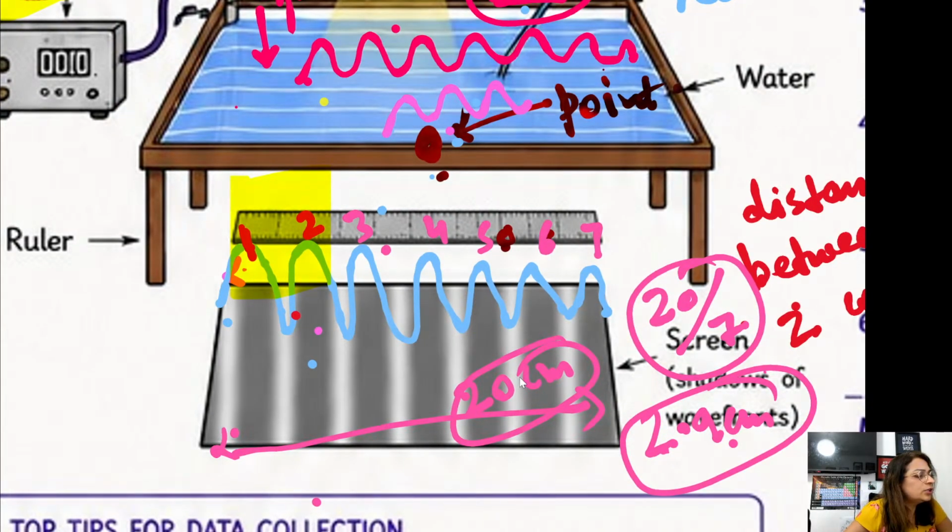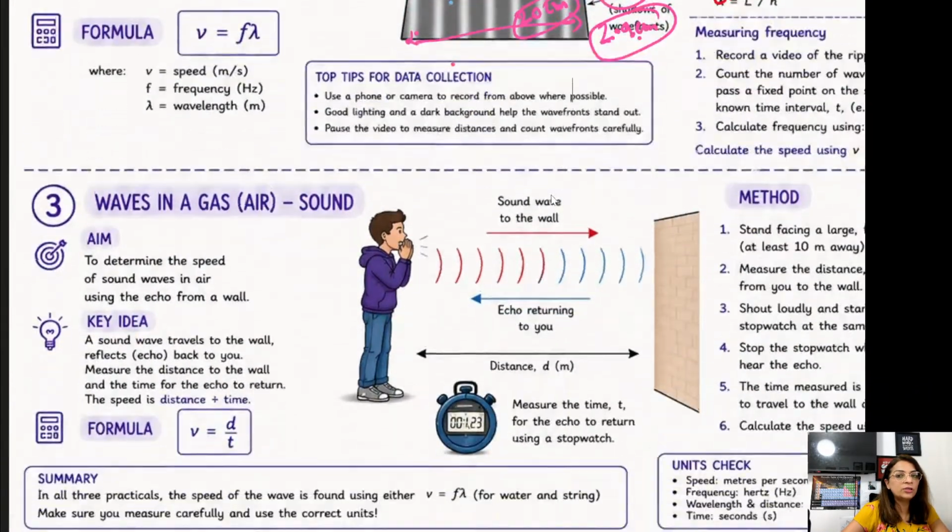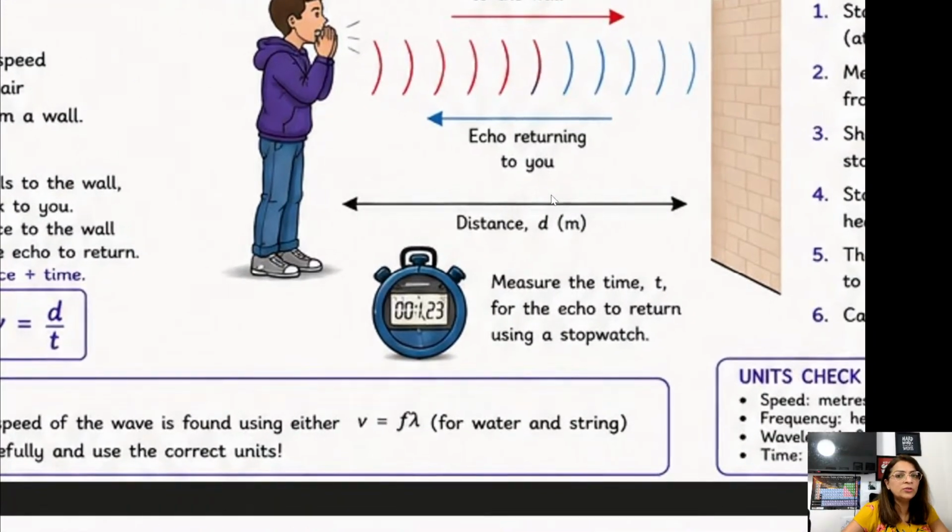You can either use the white or the black line, it doesn't matter. The white lines are true. Yeah, very good. You need to convert centimeters to meters for sure, otherwise you will lose the mark. Okay, very good, Grace. So that's all about the crests, the ripple tank practical.